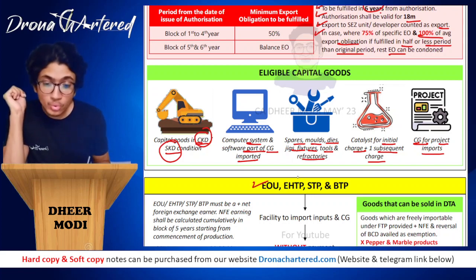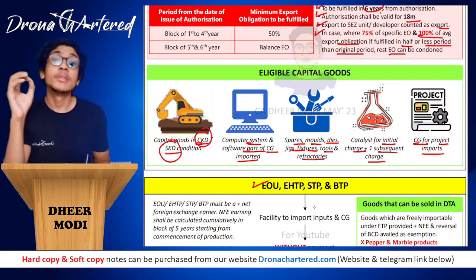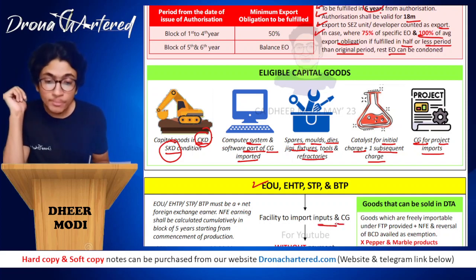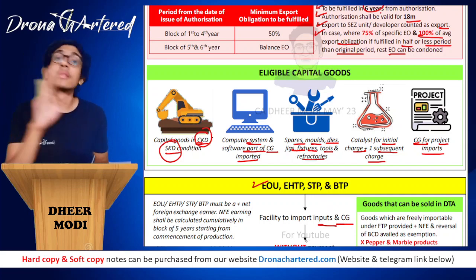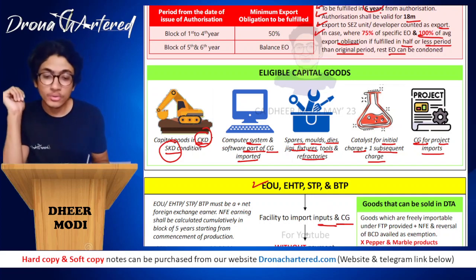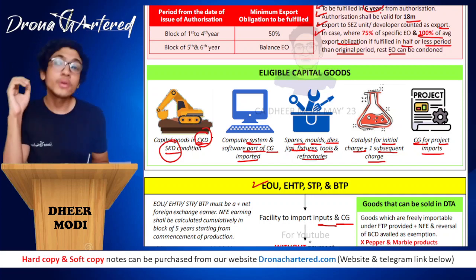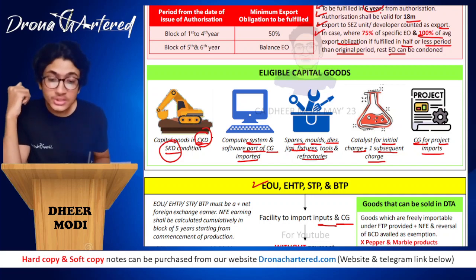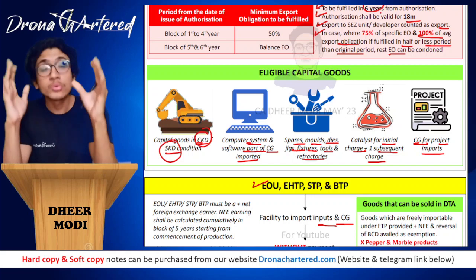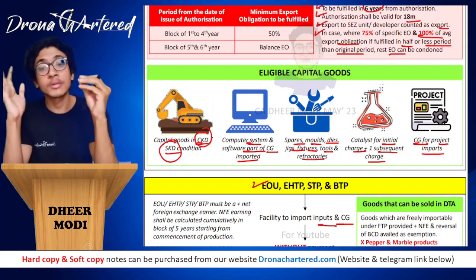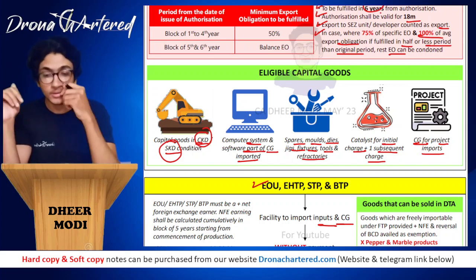So for EOU, EHTP, STP and BTP, they are given a facility to import inputs and capital goods both. Okay, both of them are covered. Without payment, they do not have to pay any custom duty. So down below, which is not visible, you can download these notes from your Telegram channel. Without payment of custom duty, in exchange they export the entire production of goods and services. So whatever goods and services they produce, if they export entirely, then they do not have to pay any custom duty.